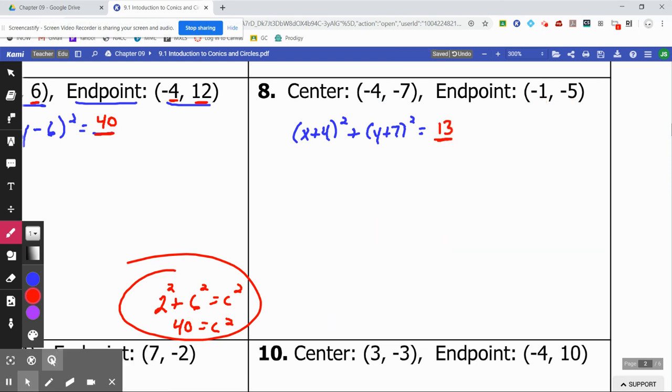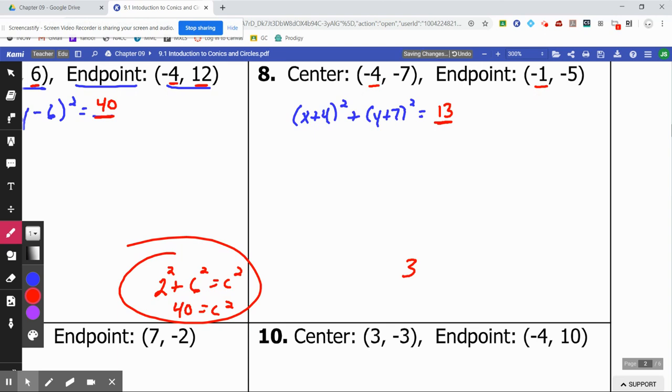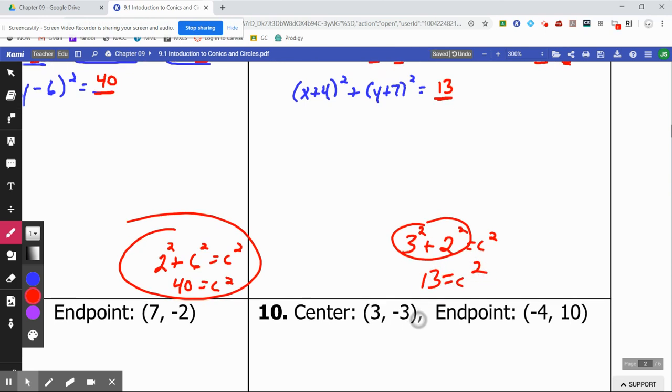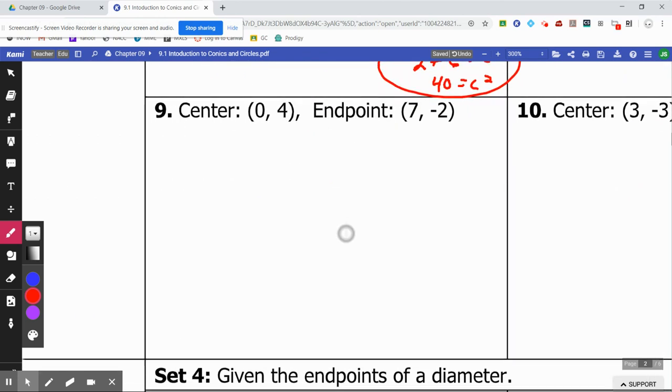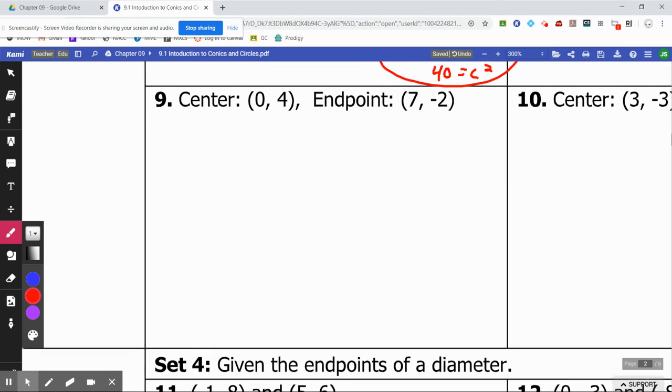Now to have done that the other way, you would have done this. How far is it from -4 to -1? That's 3. Distance is always positive. You don't have to worry about negatives. How far is it from -7 to -5? That'd be 2. A squared plus b squared equals c squared. This is 9 plus 4, which is 13, is equal to c squared, so therefore c would be root 13. Same answer, much faster. Number 9, same thing, and I'm going to use my Pythagorean theorem.